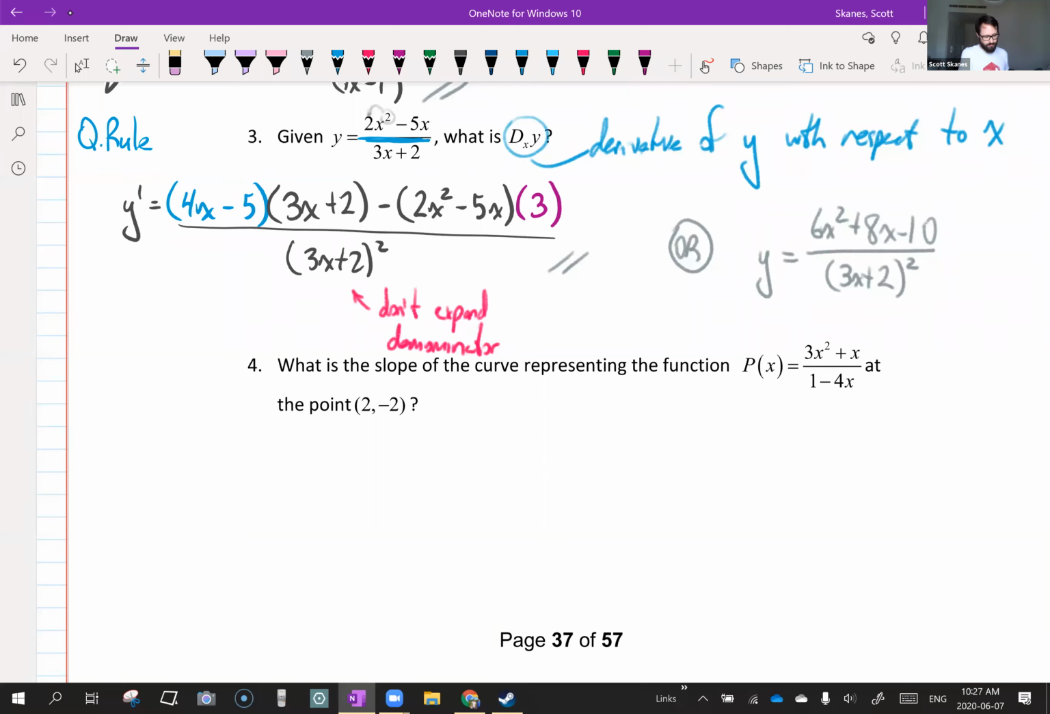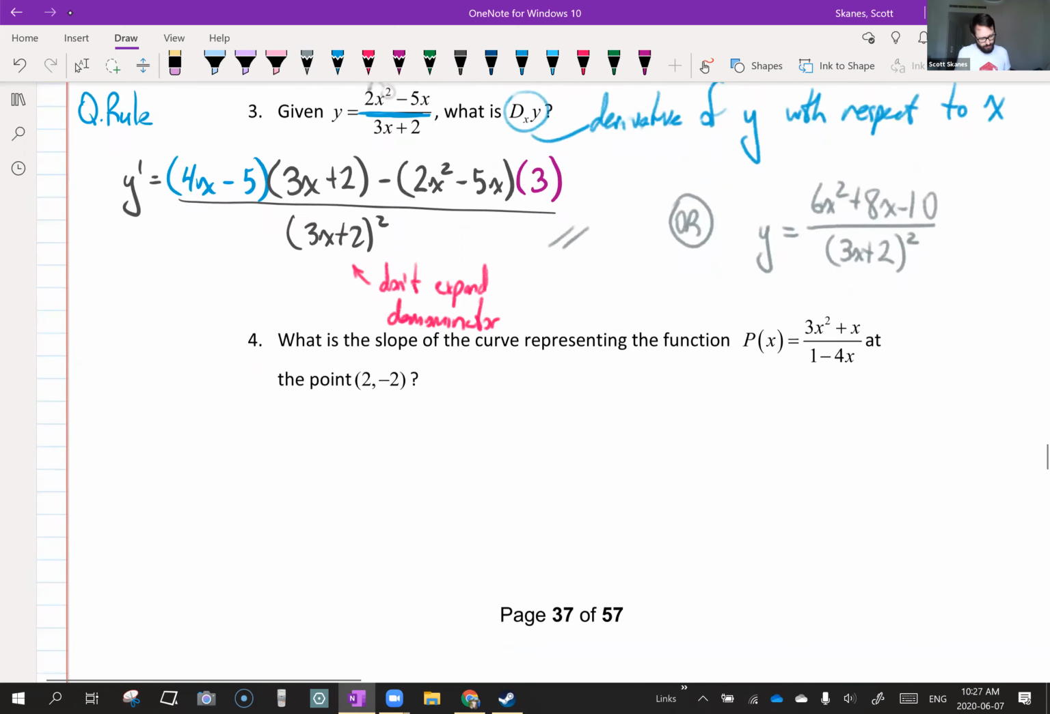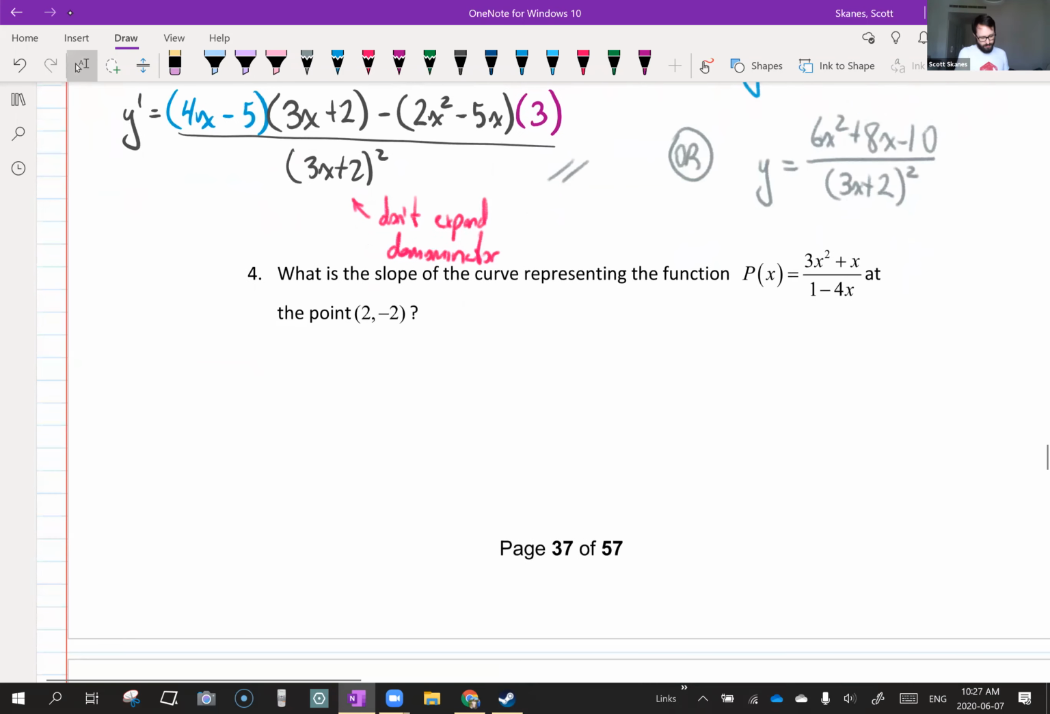All right, so quotient rule. We just simplify when the question says to. If the question says simplify your answer, you must simplify. If it does not say that, you don't need to simplify, okay? Because oftentimes it's enough just to do the direct derivative. So for example, in this next question, it says, what's the slope of the curve representing this function at the point (2, -2)?